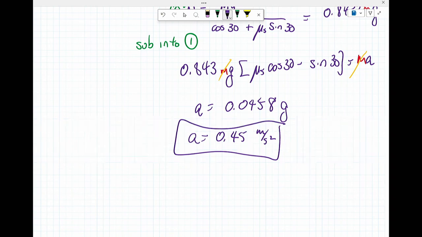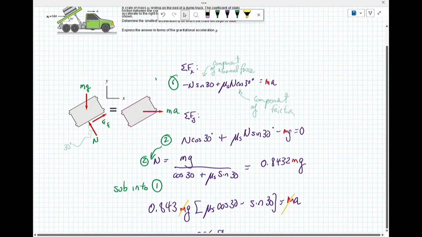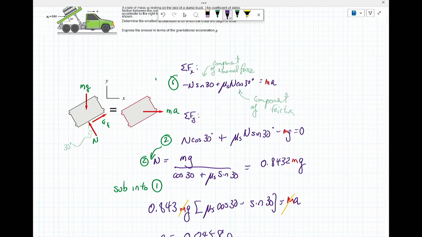Okay, so this is a nice problem. A couple of things I wanted to say: first of all, the velocity of the crate relative to the truck equals 0. I know that because it's not slipping. If it were slipping, it becomes a much harder problem.